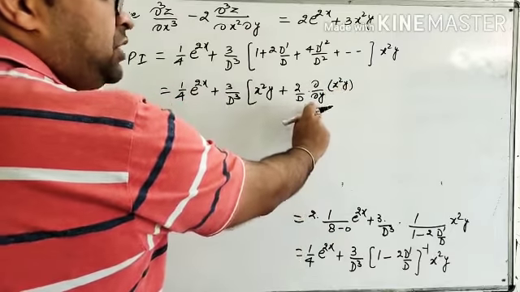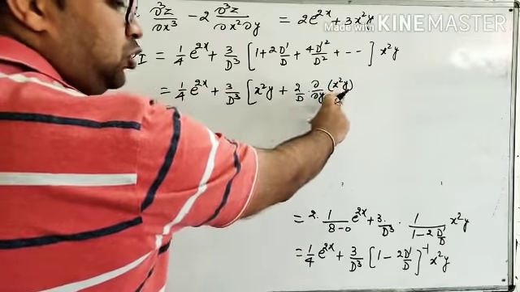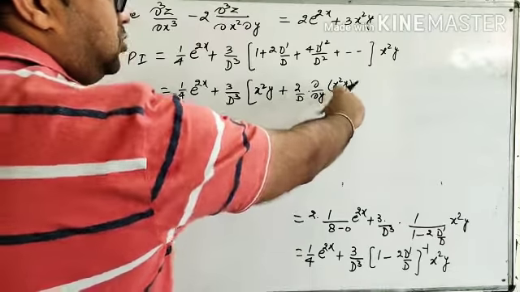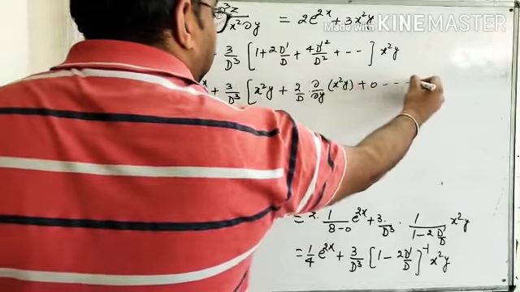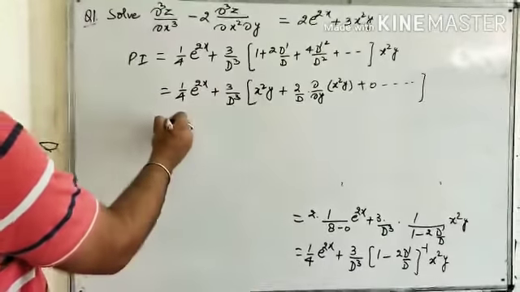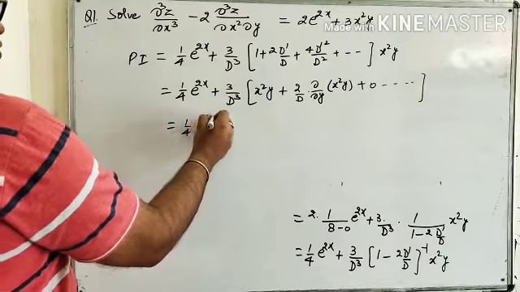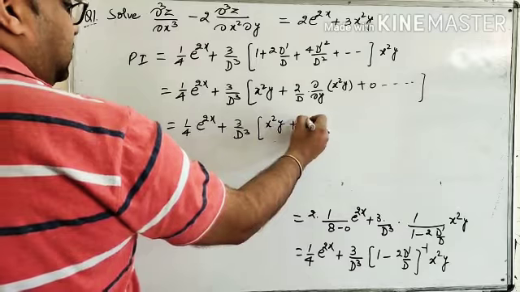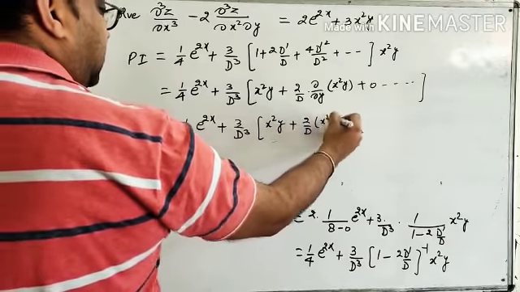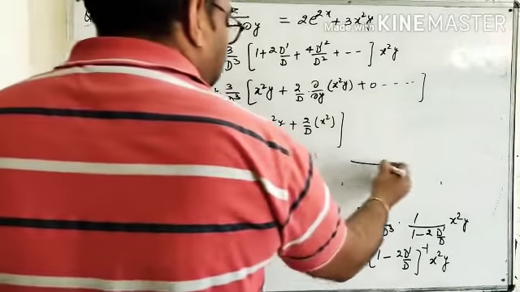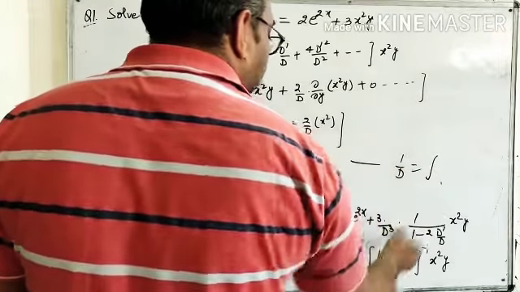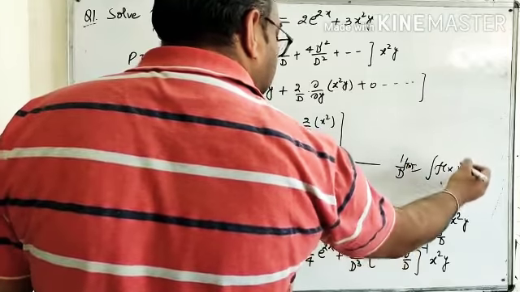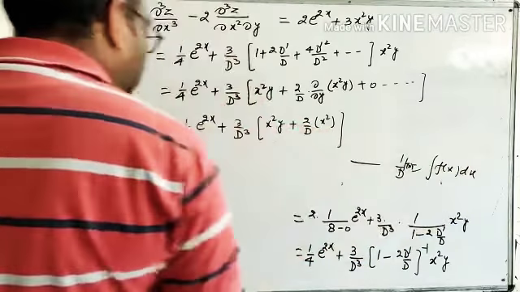Here we have to differentiate it partially with respect to y. So it will become x square, that is, y has single power, so the next succeeding terms will become 0. So 1 upon 4 e raised to power 2x plus 3 upon D cube x square y plus 2 upon D x square. And as stated earlier, the meaning of 1 upon D is integration with respect to x. That is, 1 upon D f(x) is equal to integral f(x) dx.